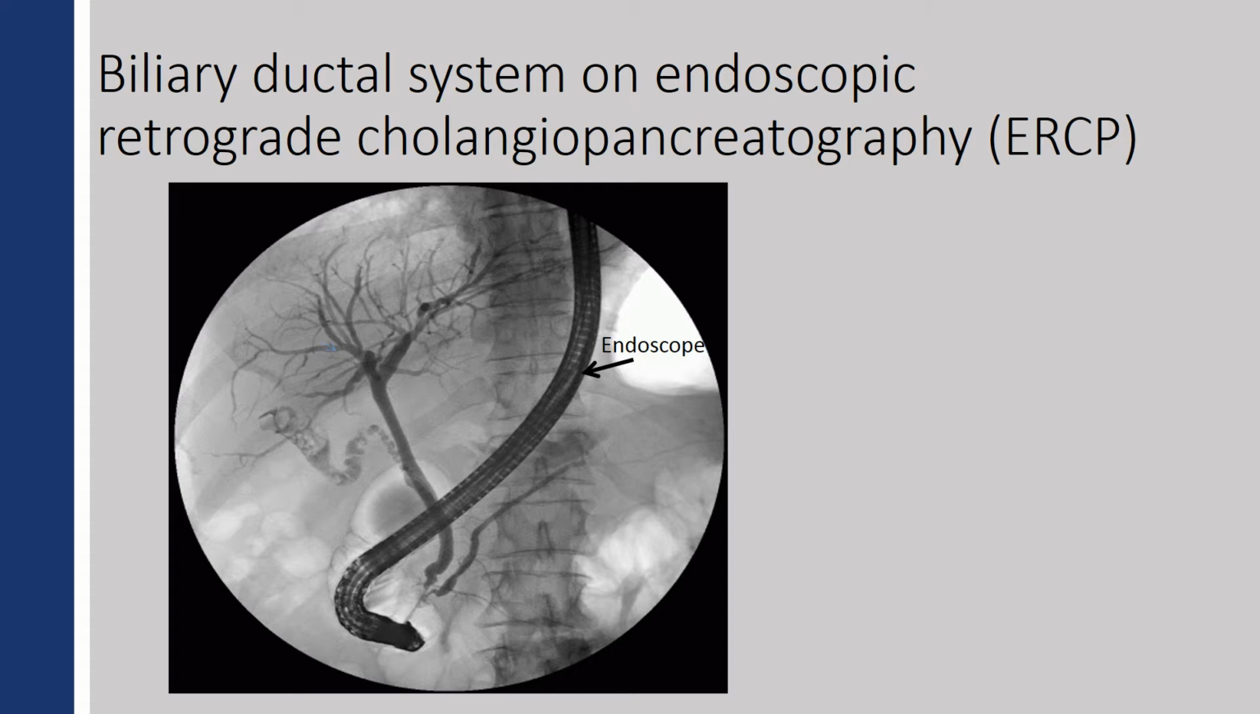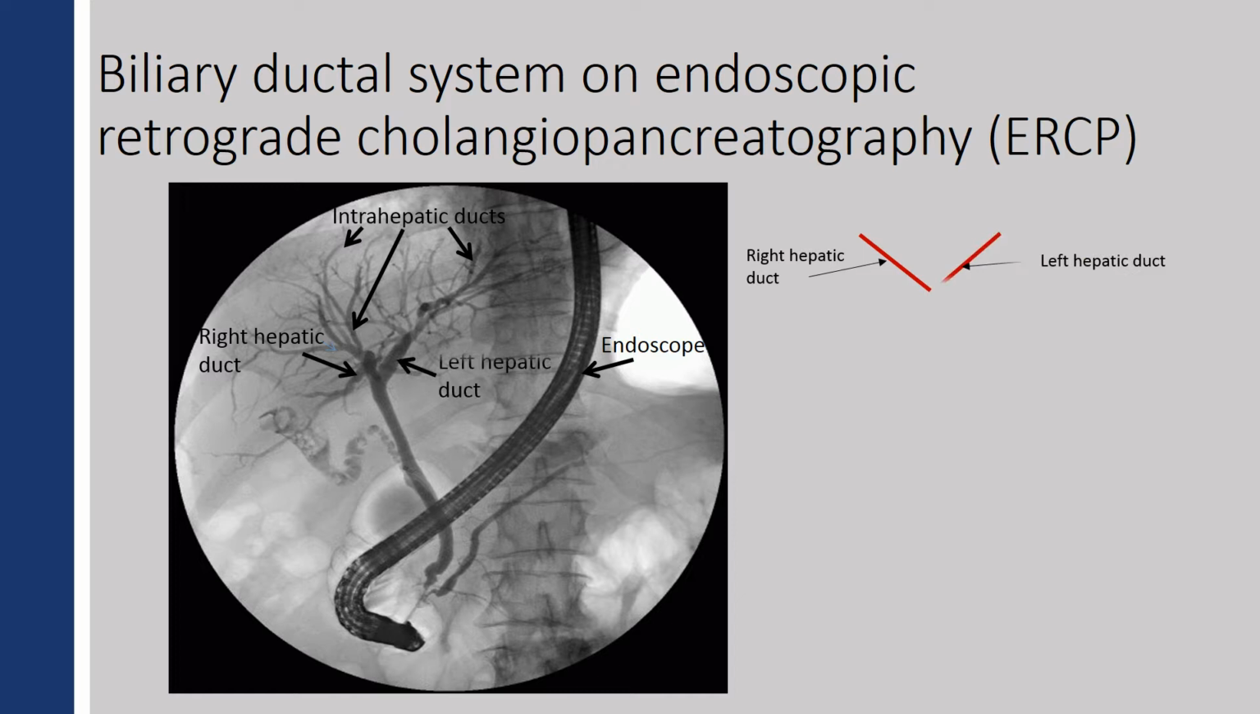So what we see within the liver are a number of intrahepatic ducts, and these will drain bile from those hepatic lobules that we've already talked about. So the intrahepatic ducts will drain bile into either the right or left hepatic duct. So that's simple enough so far, right? Intrahepatic ducts drain into the right or left hepatic duct. Where the right and left hepatic ducts join, they form the common hepatic duct.